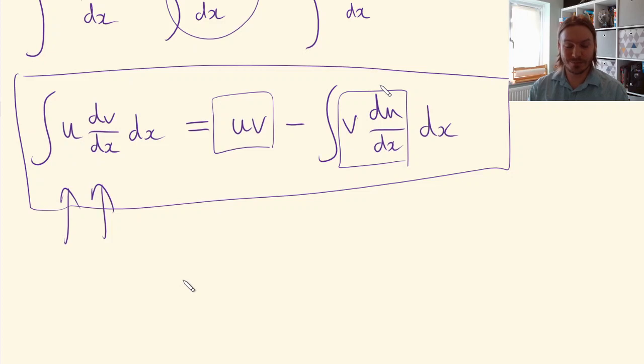Now, this can be incredibly useful because if the derivative of u is very simple, this integral here will be simpler than it was in the first place. Now, that will all unravel and become much more obvious when we begin looking at some examples of this.